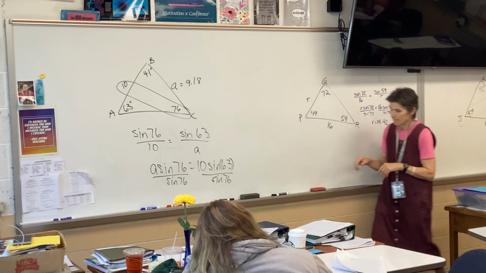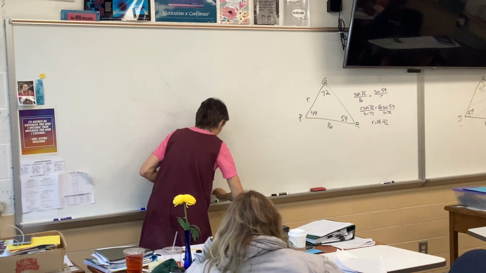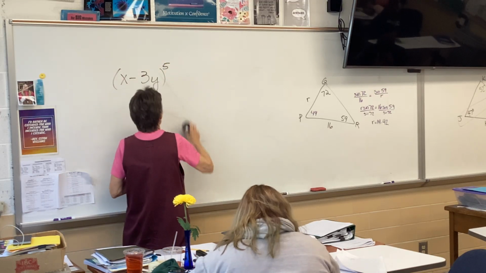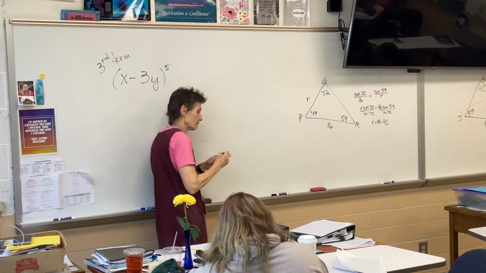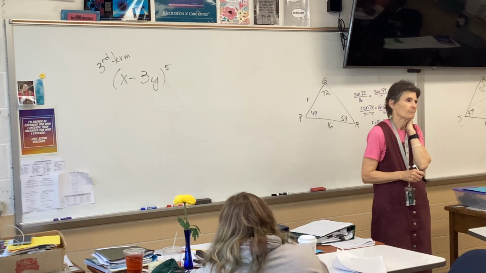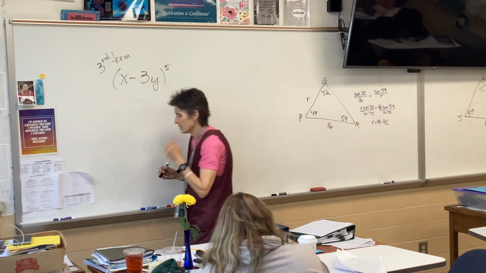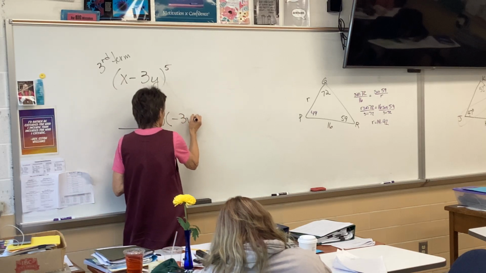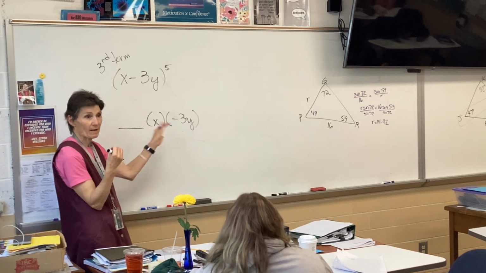Alright, let's do another calculator problem. Let's find the third term. So we're gonna find the third term of this expansion. So, I know that the third term is going to have a number, an x, and a negative 3y. Those are the three pieces of the third term. Every term is gonna have that.